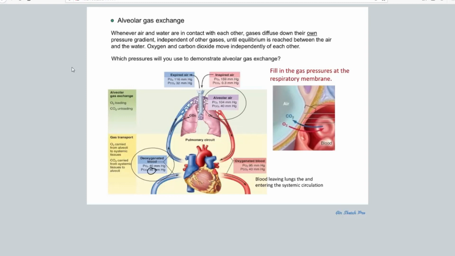Okay, oxygen moves into the capillaries, CO2 moves into the alveoli, and then the blood coming out of that after that gas exchange occurs is represented right here. These are the pressures of the gases that are traveling down the pulmonary veins to the left side of the heart that are going to end up in the systemic circulation.